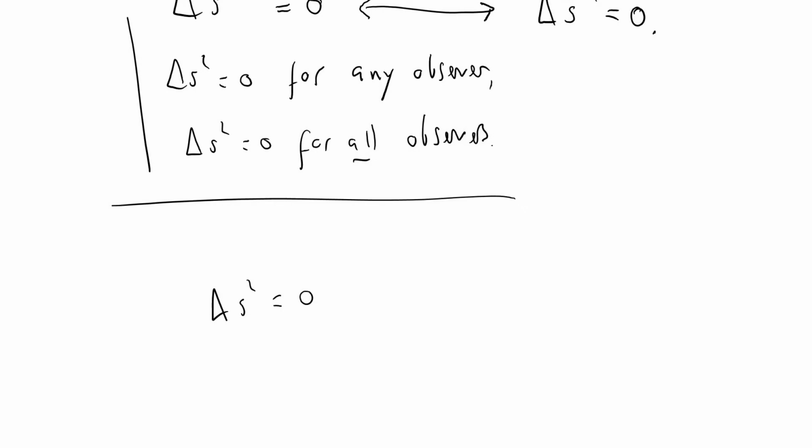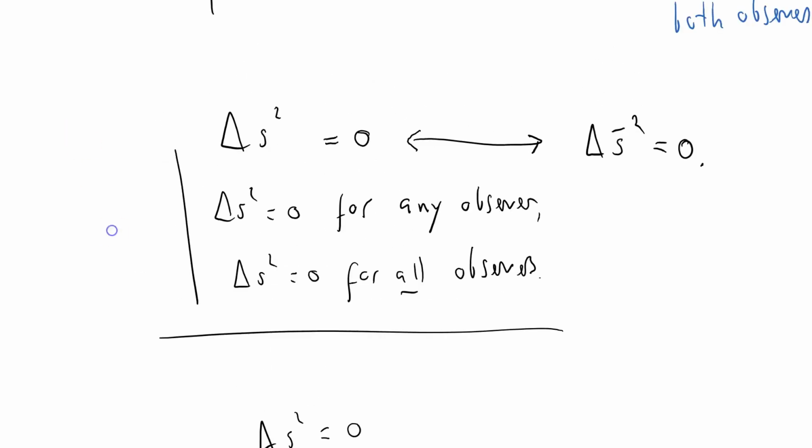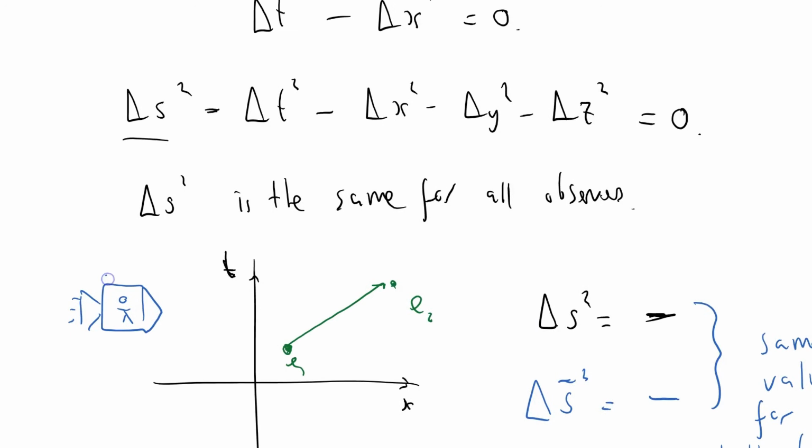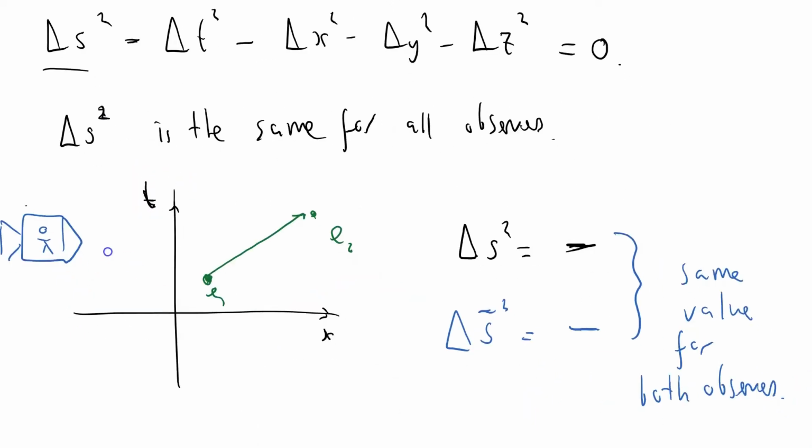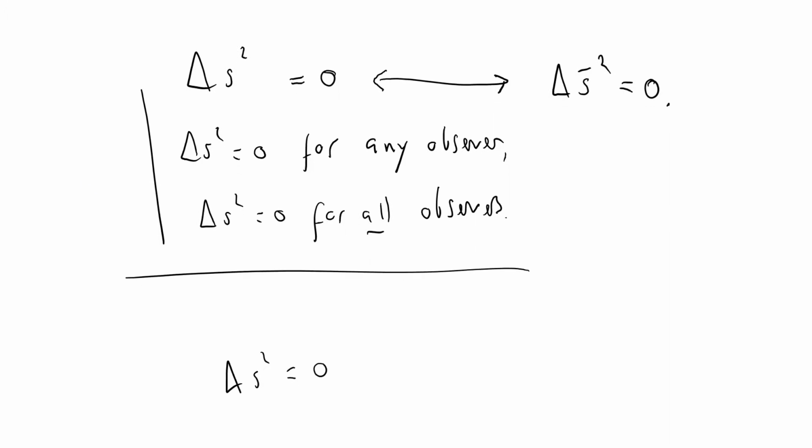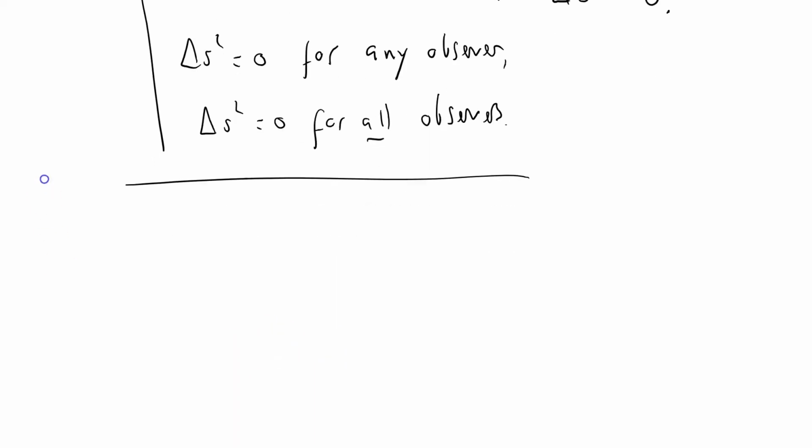General relativity step by step. Last time I defined this interval delta S squared, and I made the observation that if delta S squared was equal to 0 for one observer, it was 0 for all observers, because the speed of light is constant.